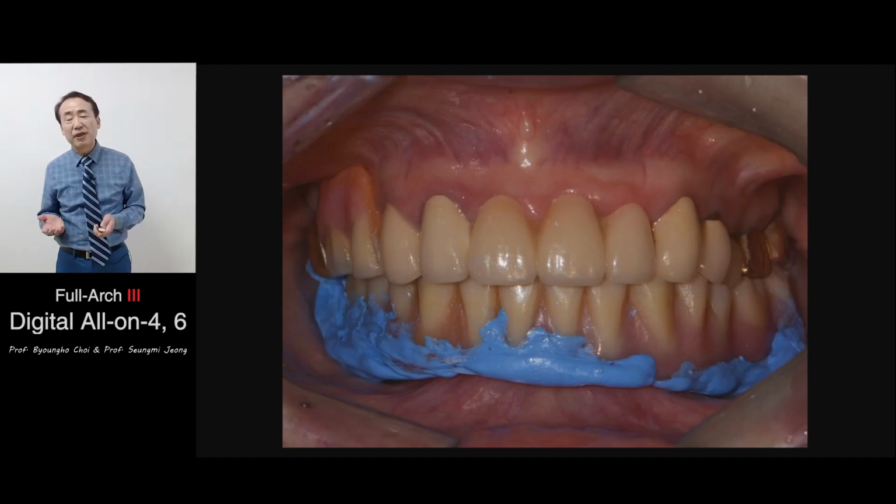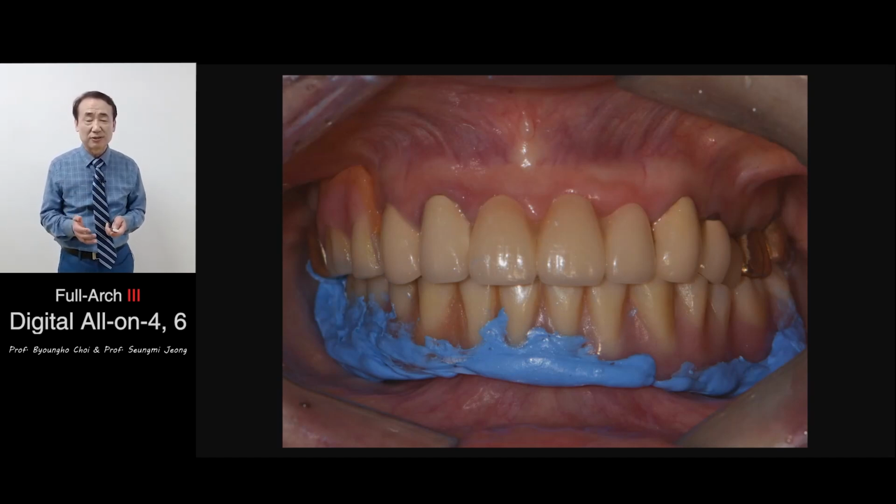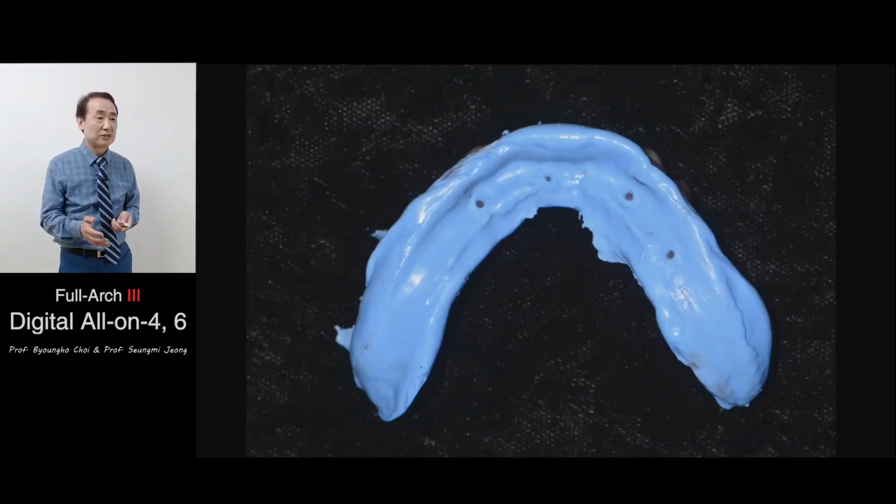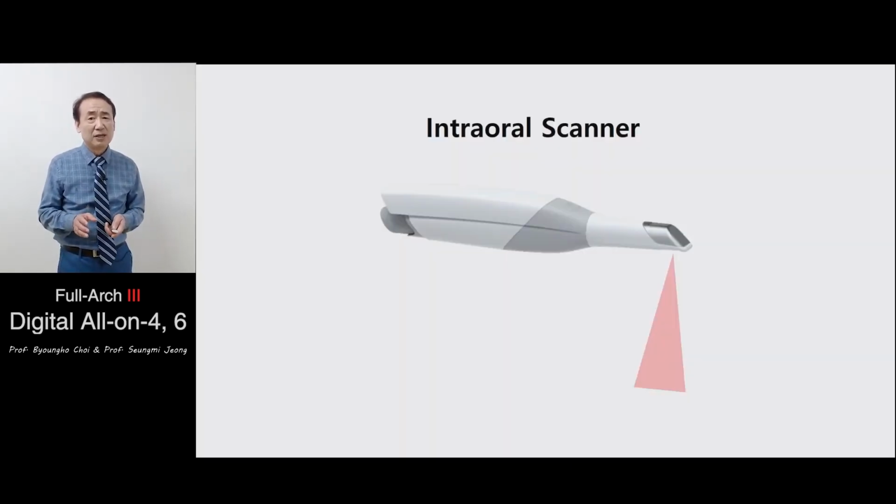The first thing we did was to take an impression using the existing denture. This shows after taking the impression, you can see here marker traces. Using an intraoral scanner, we scanned the denture.